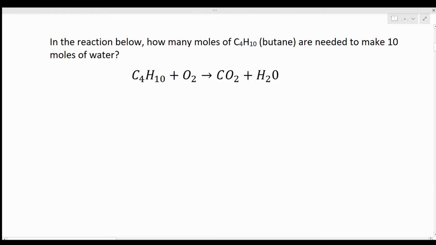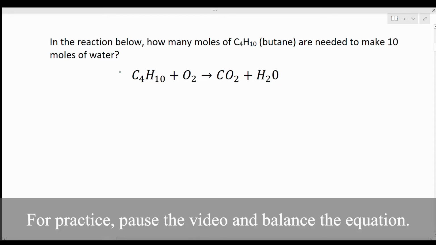In the reaction below, how many moles of butane are needed to make 10 moles of water? And below that we have the equation that we're going to be working with. Now first of all, we need to make sure that our equation is balanced. And in this case, it is not yet balanced. So we need to do that.